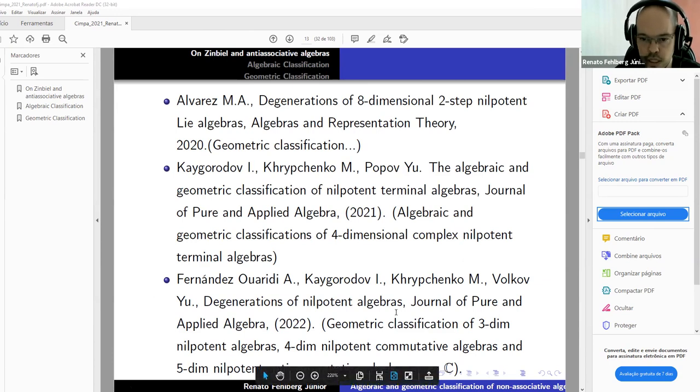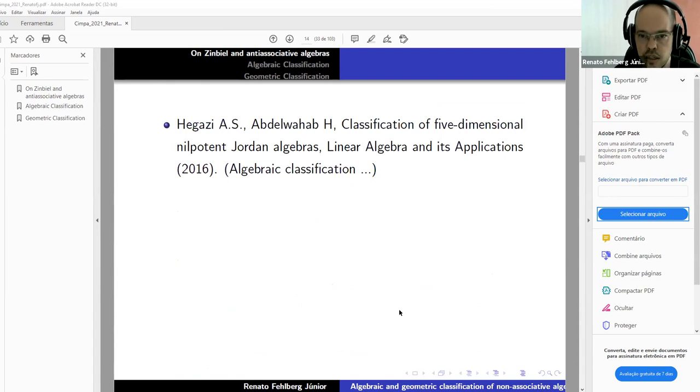In this other paper, it was under the classification, geometric classification of 3-dimensional nilpotent algebras, 4-dimensional nilpotent commutative algebras, and 5-dimensional nilpotent anticommutative algebras over C. There is also the algebraic classification of 5-dimensional nilpotent Jordan algebras.